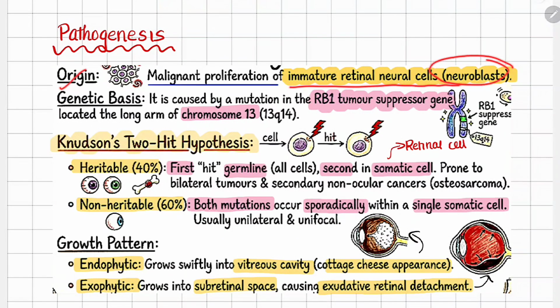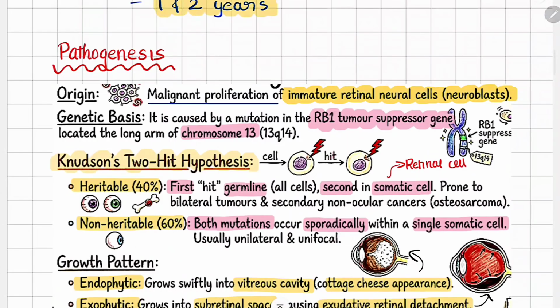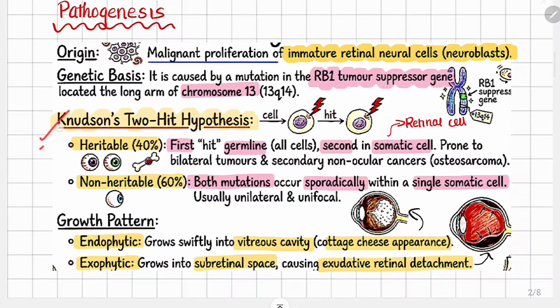that are the neuroblasts. And what is the genetic basis? This goes by the mutation of RB1 tumor suppressor gene located in the long arm of chromosome 13. So it is a mutation of RB1 gene. And now we have to know about Knudsen's two-hit hypothesis, which we already studied in pathology.